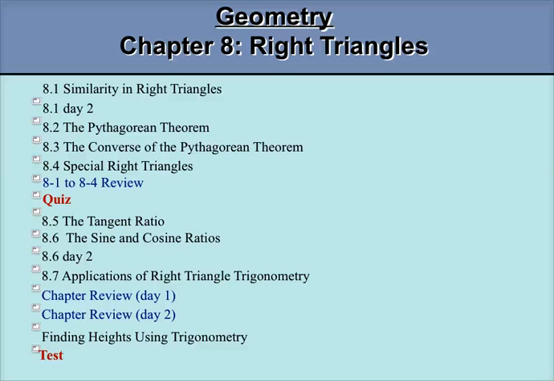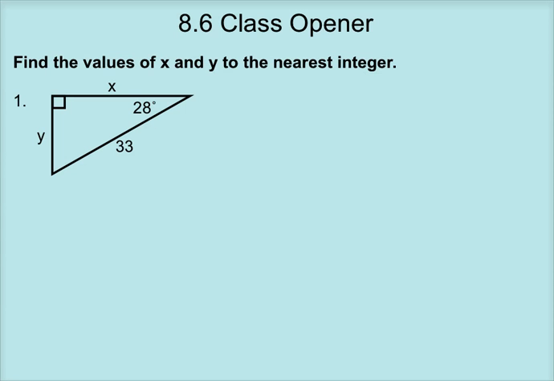Chapter 8, Right Triangles. Today we're going to cover section 8.6, sine and cosine, day 2. Your class opener. Find the values of x and y to the nearest integer.